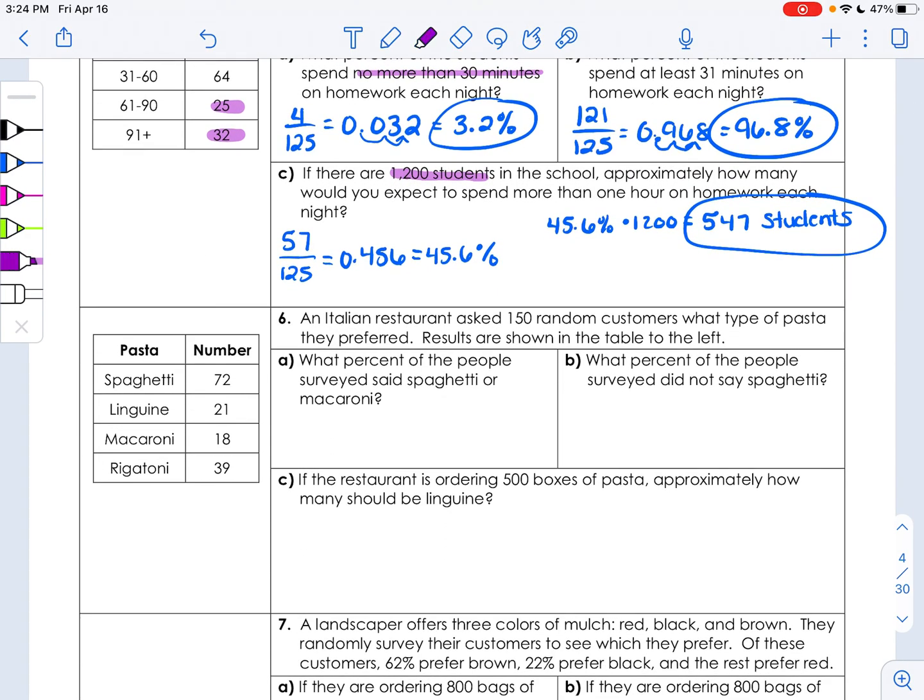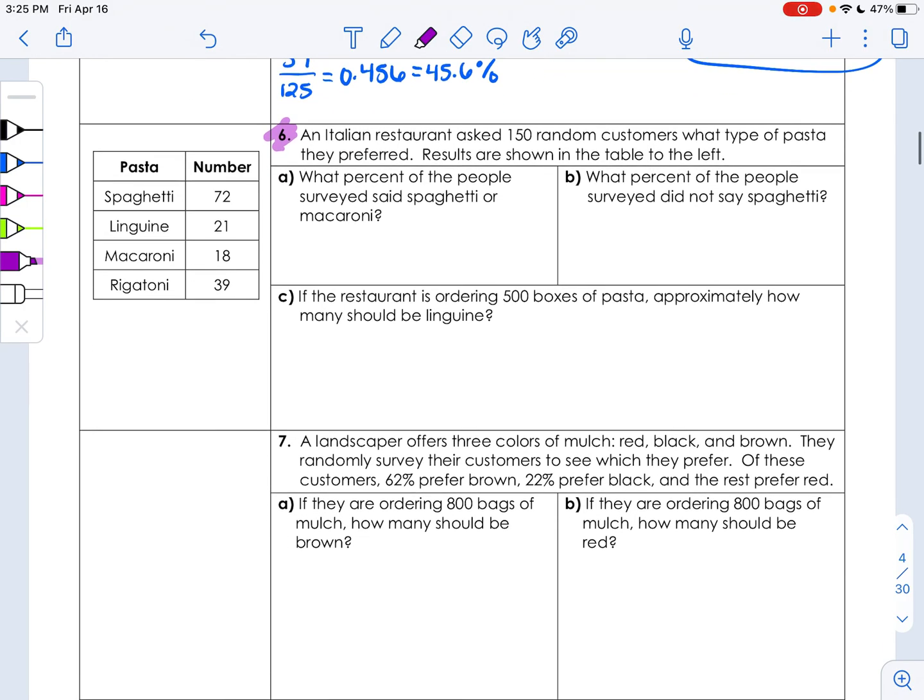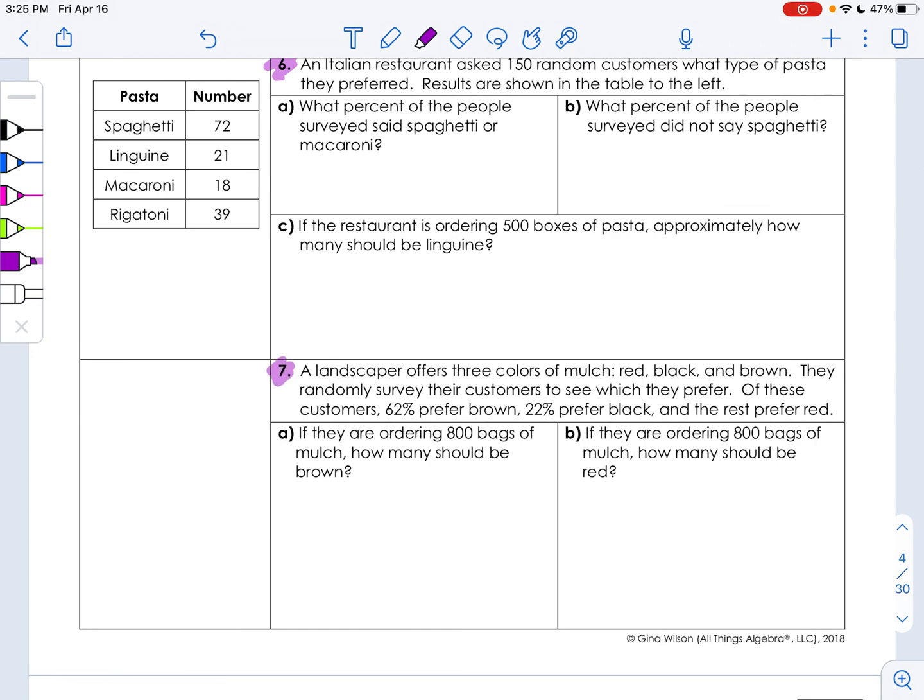Go ahead and highlight number 6 and do all of those parts based off of the table to the left. And then highlight number 7.